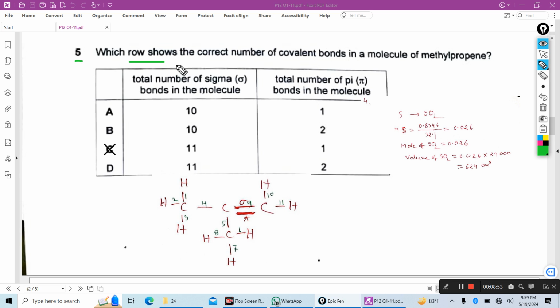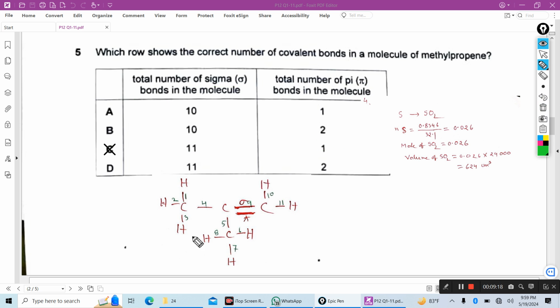which row shows the correct number of covalent bonds in a molecule of methyl propene? This answer will be C. Total number of sigma bonds in the molecule 11. Total number of pi bonds in the molecule only 1.